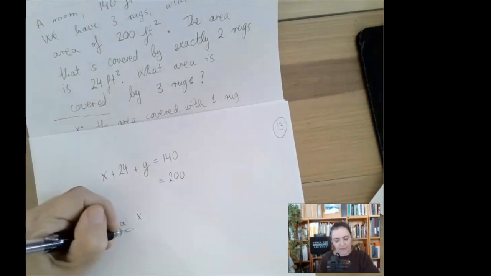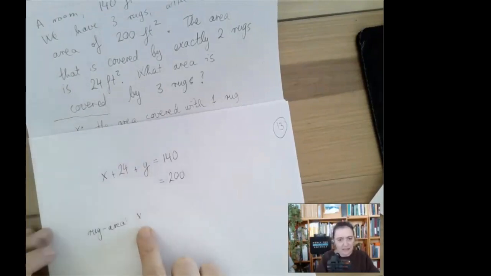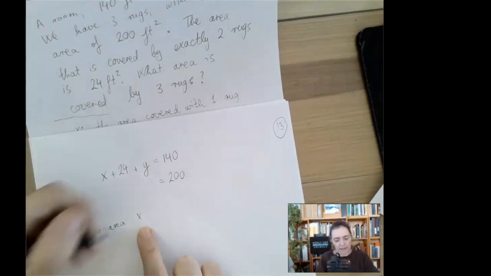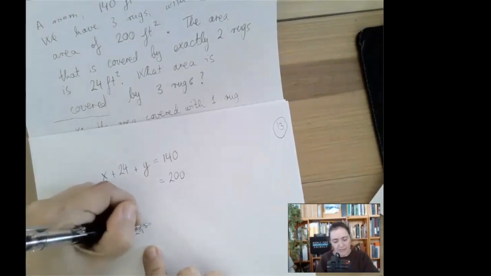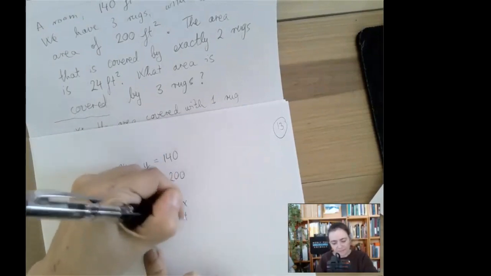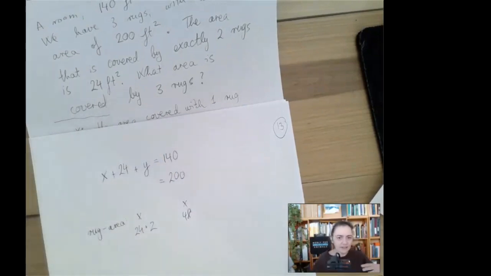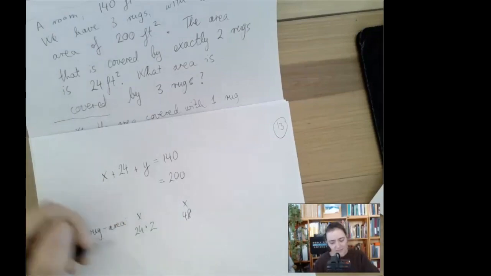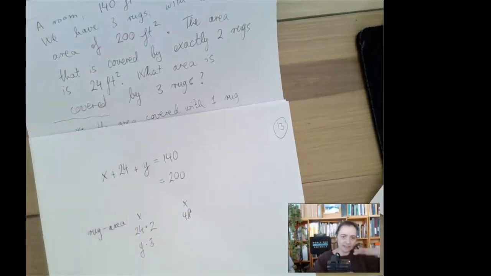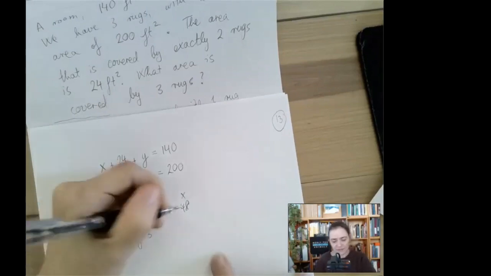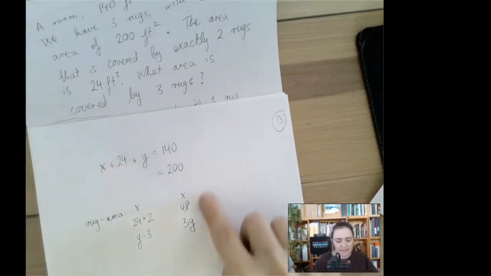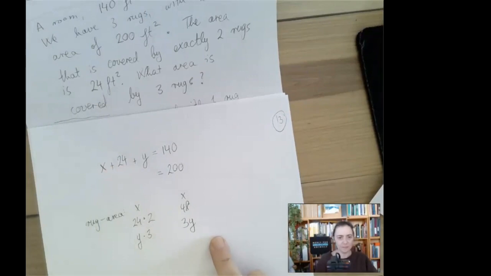X. That's an area that's covered with 1 rock. And then 24 times 2, this is the area that's covered by 2 rugs, 24 square feet. So the rug area is twice 24 there. And Y times 3 is the rug area of the part that's covered by 3 rugs. I'm not sure if I'm explaining it nicely, but this should add up to 200, right?